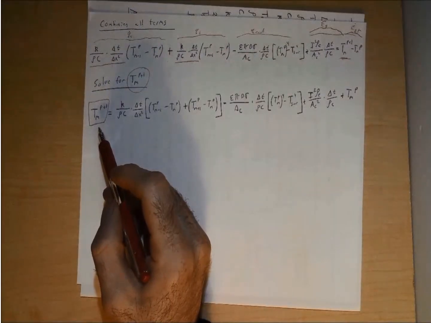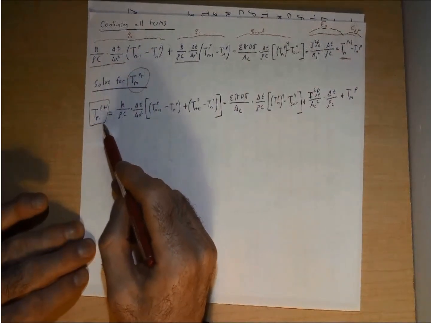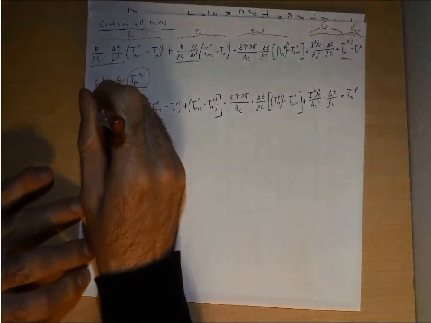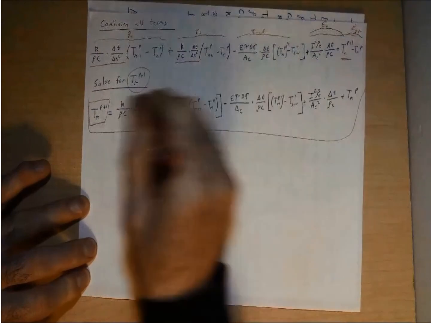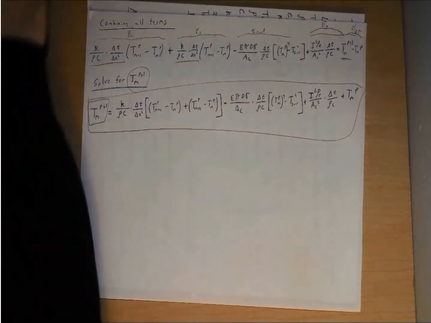If we go back to the problem statement, what they asked us to solve for, they wanted us to derive the transient finite difference equation for node M. So that's exactly what this is here once we've solved it for this variable. This whole term here is exactly what they asked us to solve for, which is the transient finite difference equation for node M.